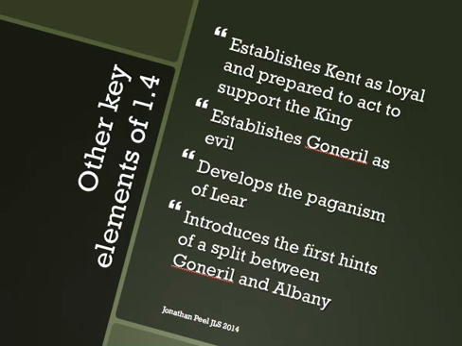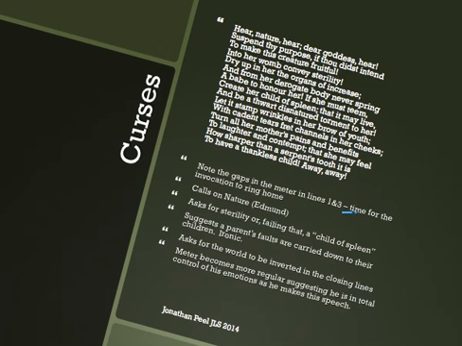And it also suggests the first hints of what will become a split between Goneril and Albany. There's no doubt who wears the trousers in that family. Albany's lines are constantly interrupted by Goneril, and there is a real sense that it is she that is the power in that household.